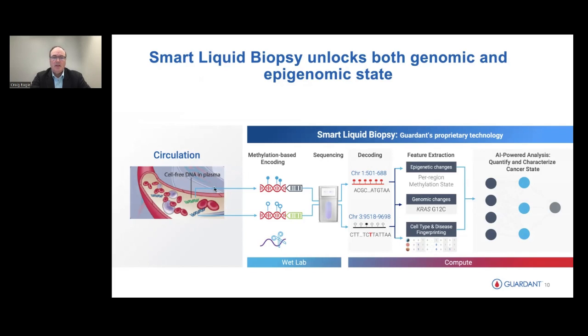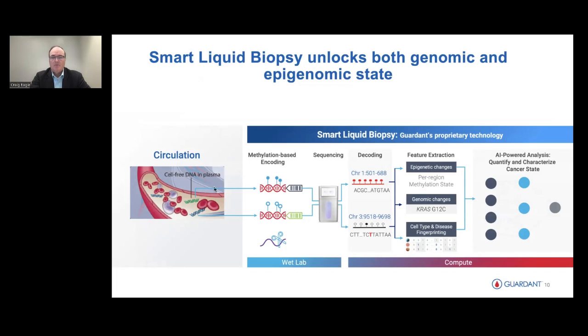And you can see here on the left that once you collect the blood, it is labeled both for a sequencing of the genome and also for the methylation-based encoding. The barcodes are attached to the various fragments of cell-free DNA, and the sequencing of the genome is done as per usual genomic testing.